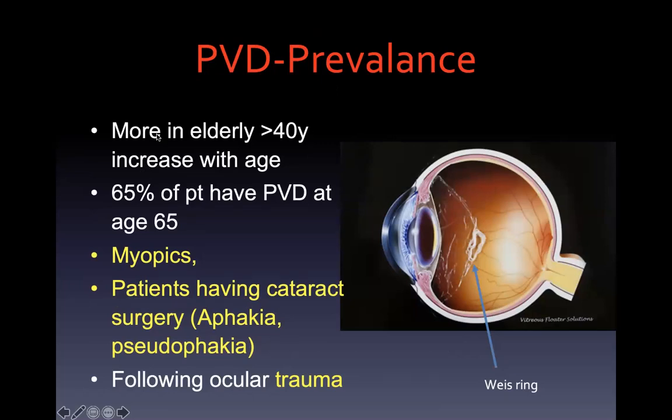PVD occurs more in elderly patients, and it increases with age, and 65% of patients have PVD at the age of 65 and it increases with age. And it occurs earlier in myopics and in patients having cataract surgery. And also following ocular trauma. So these things make the PVD become earlier.